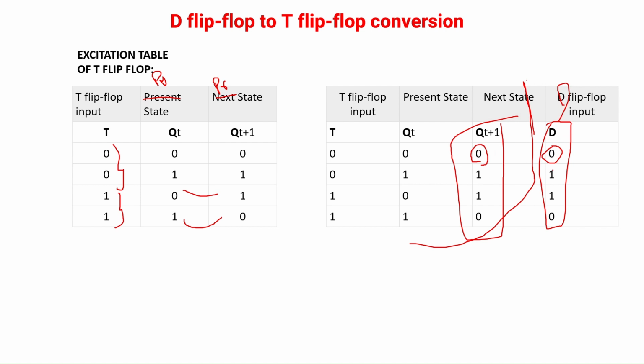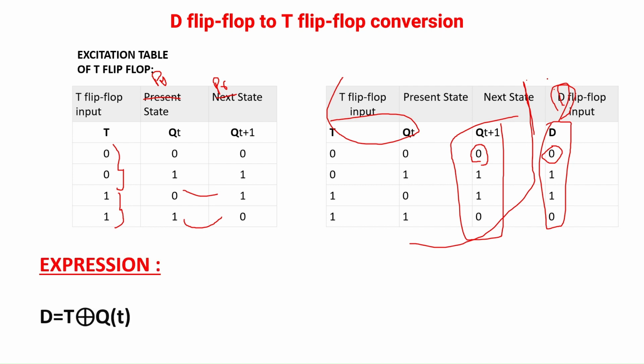Now we are going to derive an equation for D using T and Q of T. If you compare T, Q of T and D, we could see that T and Q of T are inputs and D is the output. When both the inputs are the same, either 0, 0 or 1, 1, the output is 0. When both the inputs are different, the output is 1. This is similar to the XOR operation.